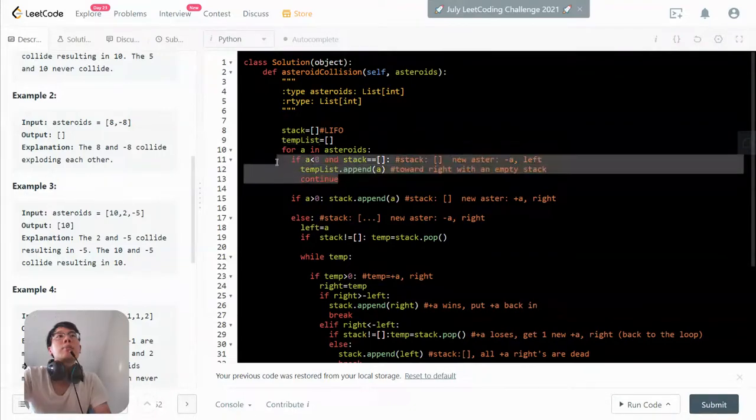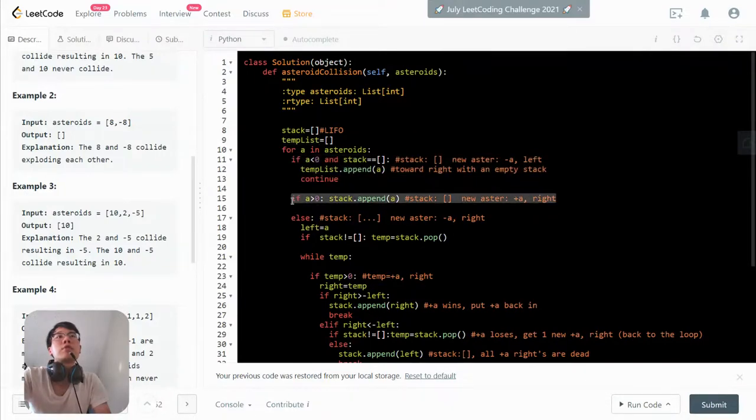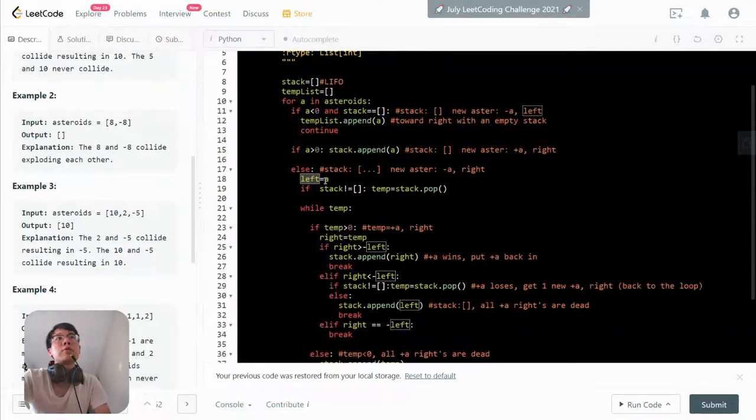Ignore this part, and let's take a look at this part first. A stands for asteroid. If the asteroid is greater than 0, then we append it to the stack. That means everything is moving to the right, and we put it in the stack. Else means that it's going to the left, it's a negative, and that's why left equals A.